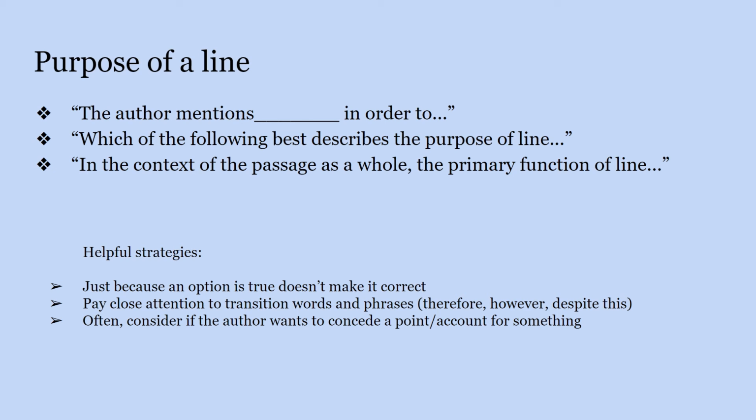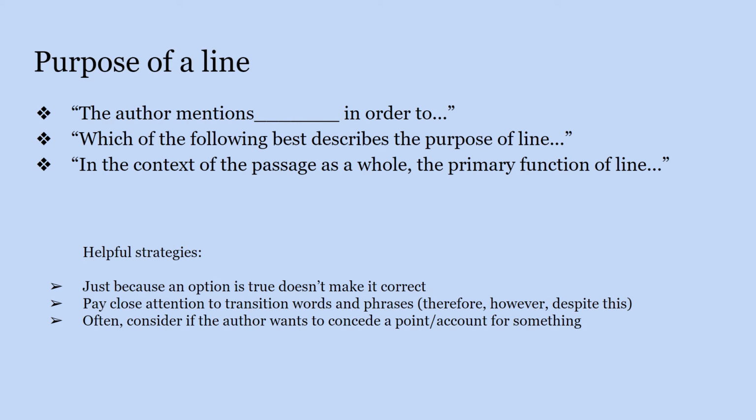But to determine what the purpose of that line is, you often want to pay close attention to transition words and phrases, and maybe read the line before and after the one in question to figure out why it's situated where it is. So words like therefore or however, or in direct contradiction to this or despite this, if you see phrases like that, that often means, well, I ought to read the line before to figure out why this is despite something or why this is however something, right? So don't just think you can read that one line and determine its purpose.